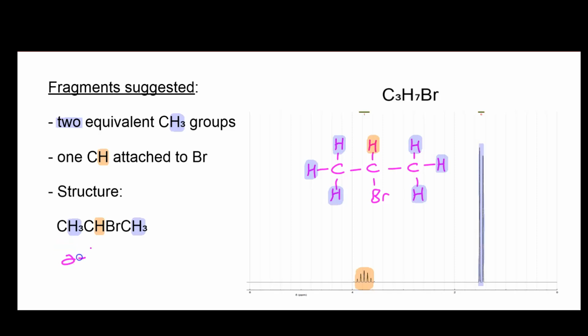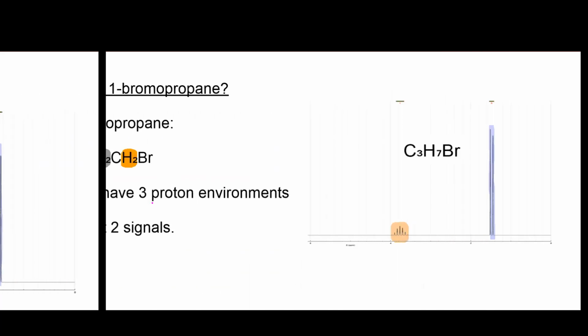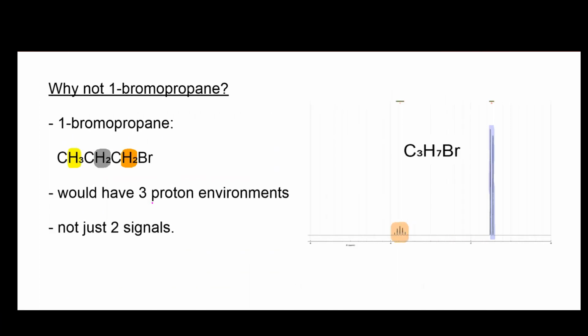The structure that fits is CH₃CHBrCH₃, which is 2-bromopropane. The 2 CH₃ groups are equivalent and give a 6-hydrogen doublet. The central CH proton gives the 1-hydrogen septet. Why is this spectrum not 1-bromopropane? 1-bromopropane would have 3 different proton environments, not just 2 signals as what we see over here, 1, 2. The 2 signal pattern points to a more symmetrical structure, which is 2-bromopropane, and that rules out 1-bromopropane.